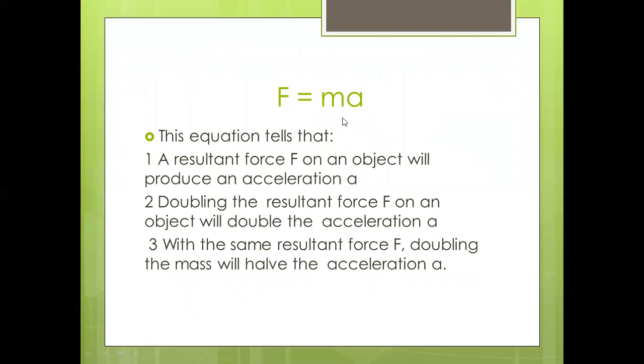This is the mathematical form of Newton's second law of motion, that is F is equal to ma. This equation tells us that a resultant force F on an object will produce an acceleration a. Doubling the resultant force on an object will double the acceleration. With the same resultant force, doubling the mass will halve the acceleration, because mass and acceleration are inversely proportional. If mass is doubled, then acceleration reduces to half its value.